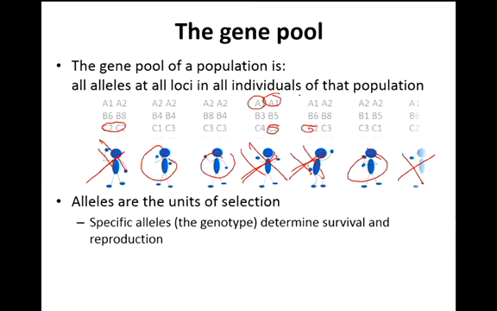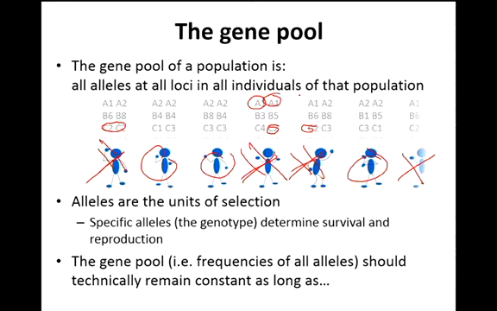Now, if there's no selection, though, if you've got a perfect world, this gene pool technically should remain fairly constant. Okay, so the 0.5 and the 0.5 we worked out before, as generations breed to generations, these frequencies, these proportions of different alleles, should remain fairly constant throughout the story of the generations. Now, they remain constant, okay, given a few certain things.